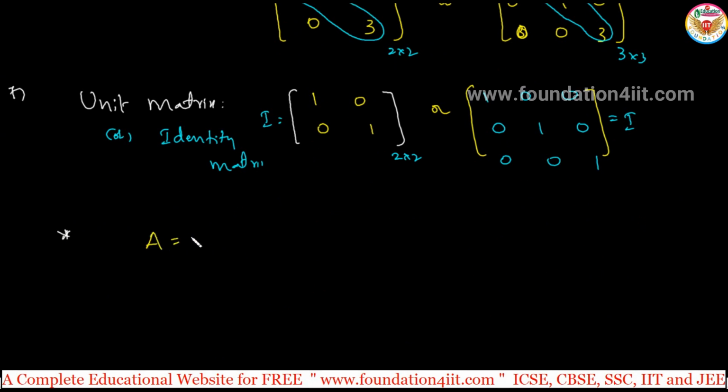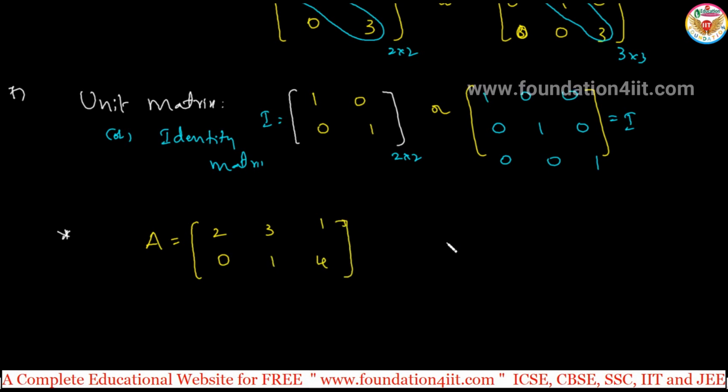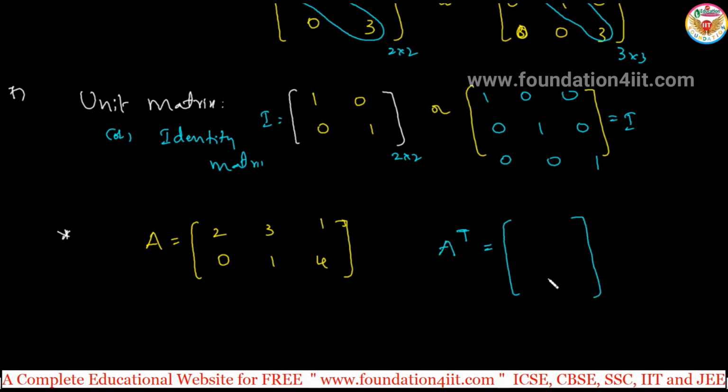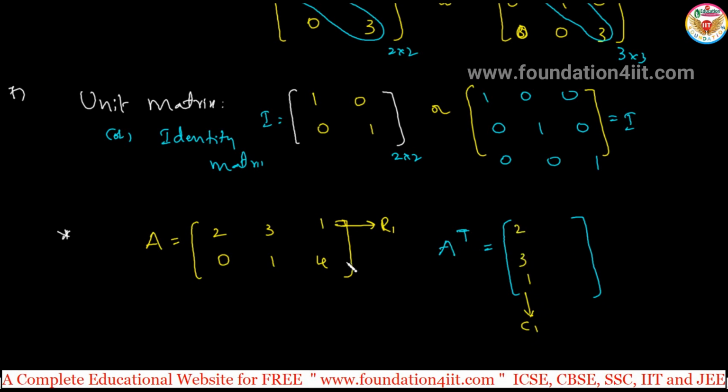For example, matrix A has elements 2, 3, 1, 0, 1, 4. This is a rectangular matrix, right? If you want to find the transpose of matrix A, we can denote it as A to the power T. You can use this as the transpose matrix. This means interchanging rows and columns. The first row, you write as the first column: 2, 3, 1. Next, the second row you write as the second column: 0, 1, 4.